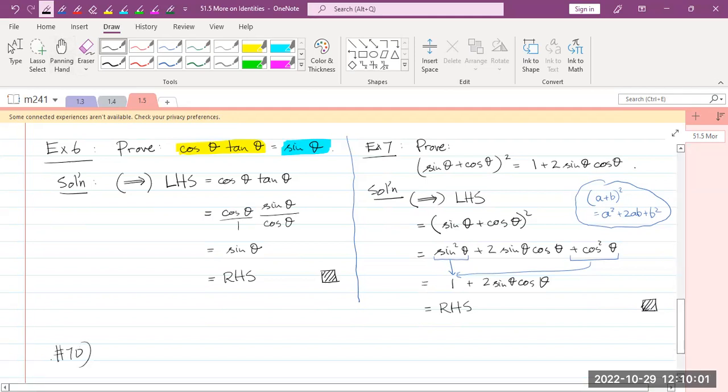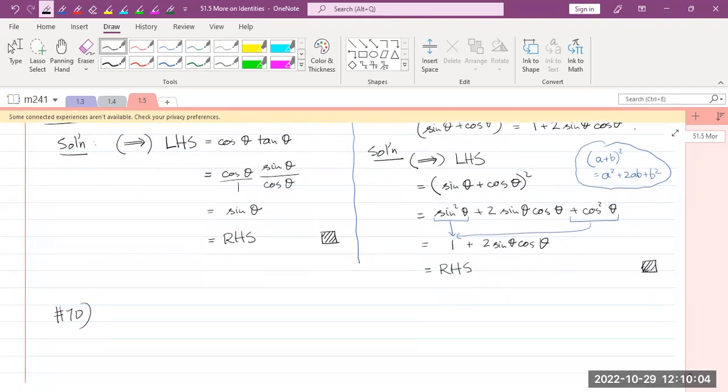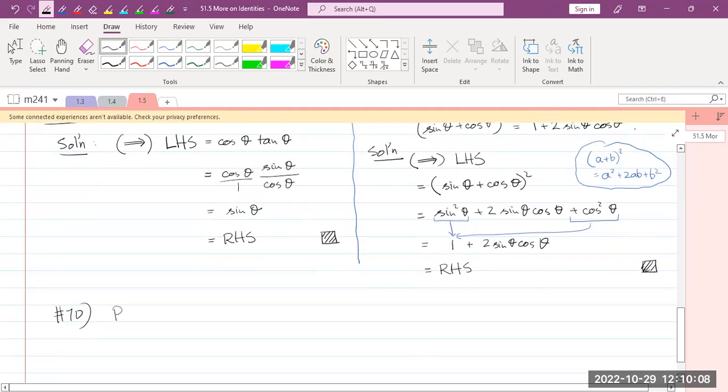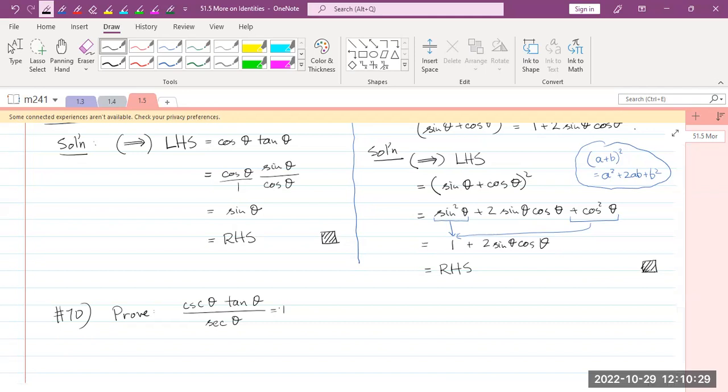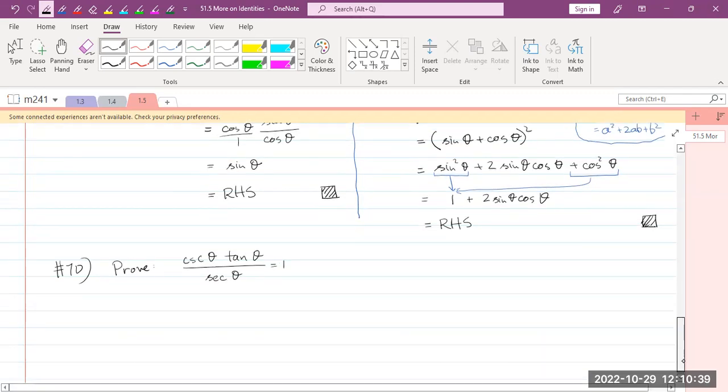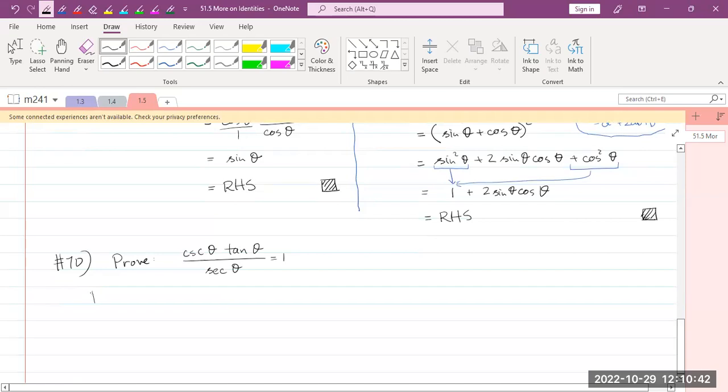Number 70. I try not to pick a hard question, but at the same time, not too obvious, not too simple. Okay, number 70, prove that cosecant theta times tangent theta over secant theta equals 1. There's a kind of hint in proving trig identities. If you cannot simplify directly, think about converting those trig functions in terms of sine and cosine. Now here I will prove from left to right because the left-hand side is clearly more complicated.